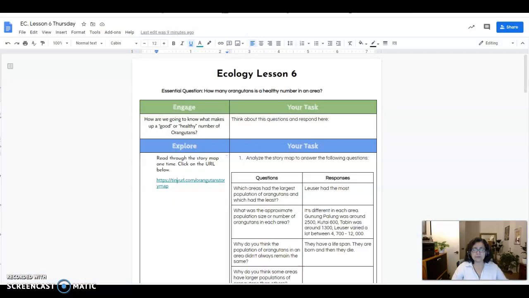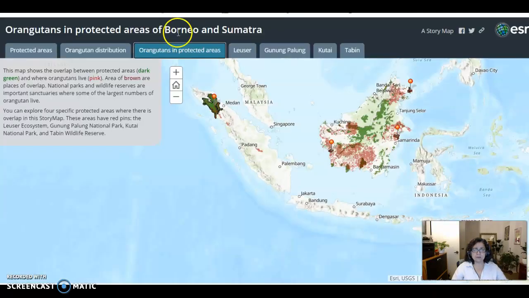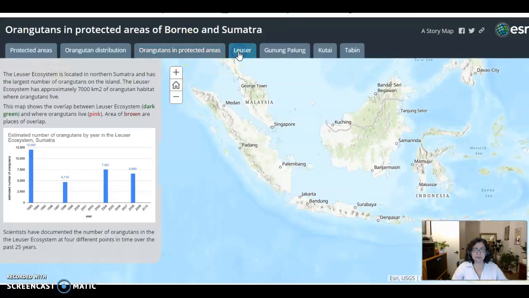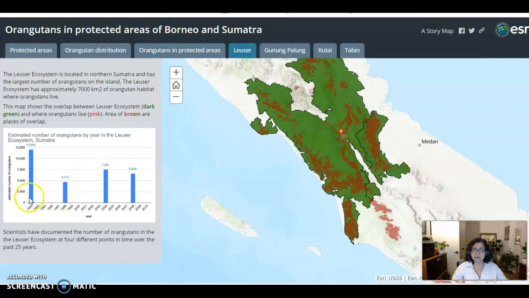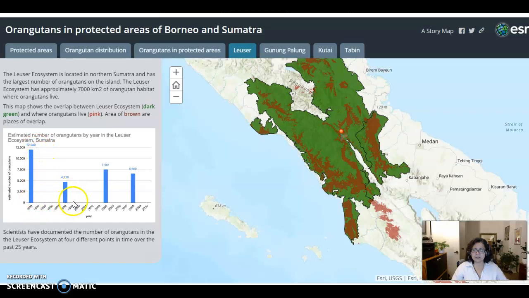So let's take a look at our first question. It says, which area had the largest population of orangutans and which had the least? Well, the largest area was Lusur. It had the most. How do we know that? Well, when you go here and you click on Lusur, you get a graph here. And you can see, like in 1993, it was 12,000. Then in different dates, it varied. So it was various different populations during each year.